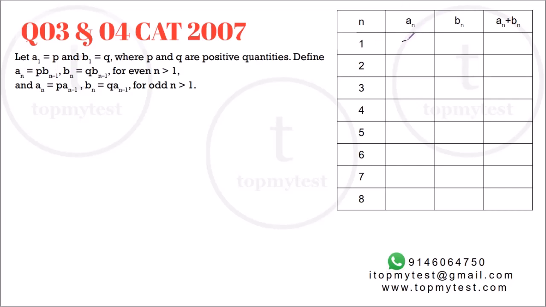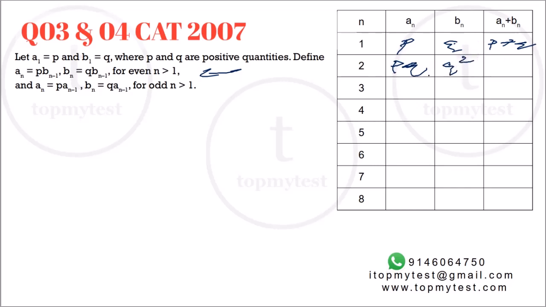A1 will be P, B1 will be Q. So A1 plus B1 will be P plus Q. Okay. Now, let's see what will be A2. Now, I'll use the even terms. So, A2 will be P times previous B term. So, that will be PQ. Whereas Bn for even n will be Q times the previous B term. Q times the previous B term will be Q square.